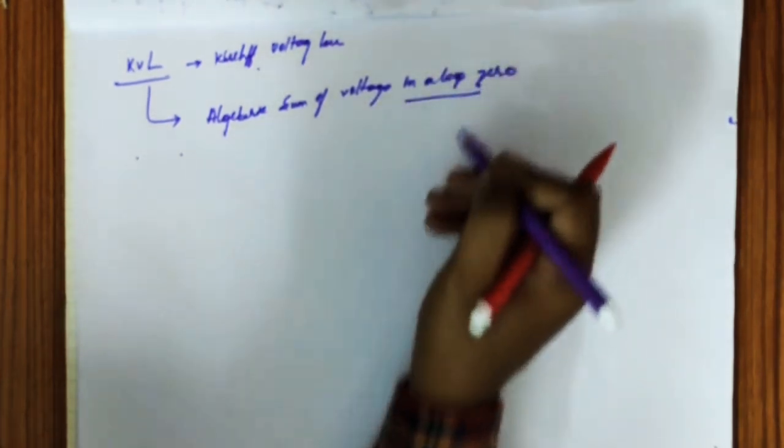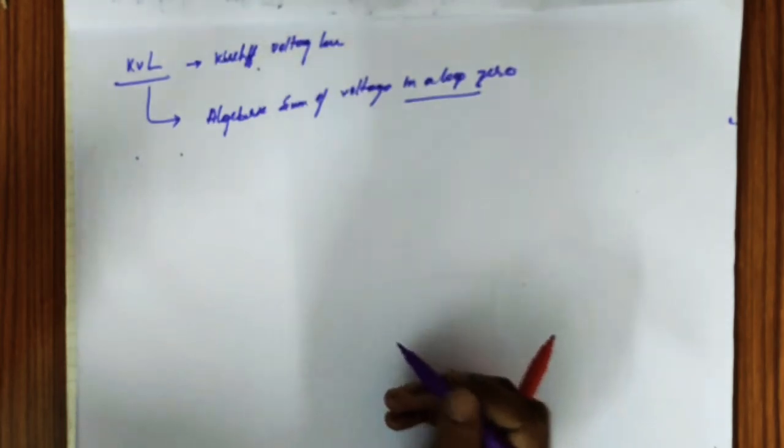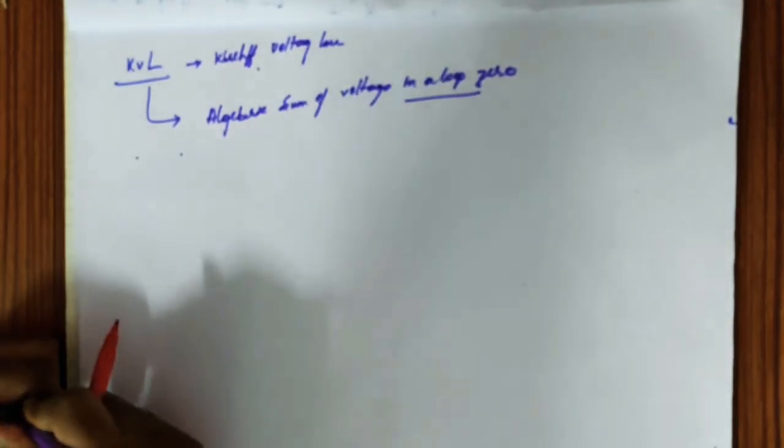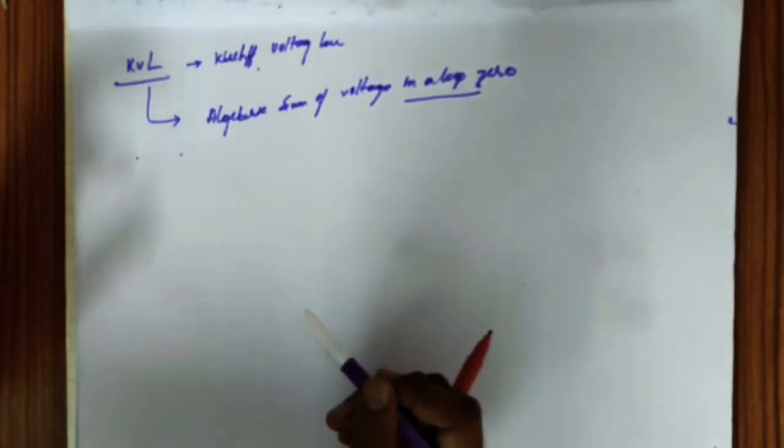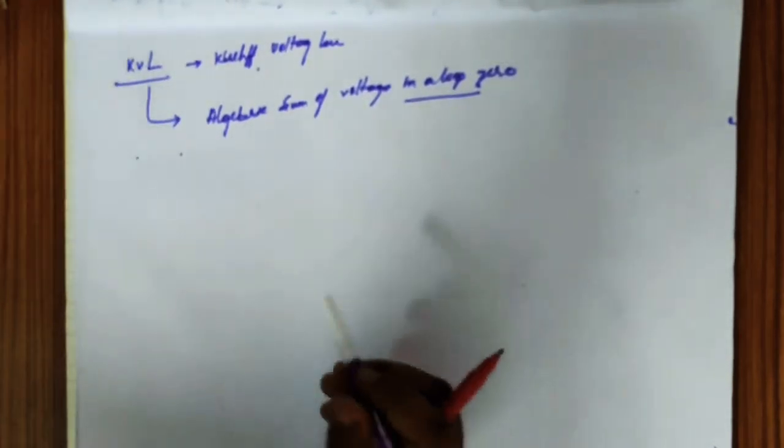So this is the law of conservation of energy: energy can neither be created nor be destroyed. So what does voltage mean? It is a force or an energy to drive electrons to flow as a current.